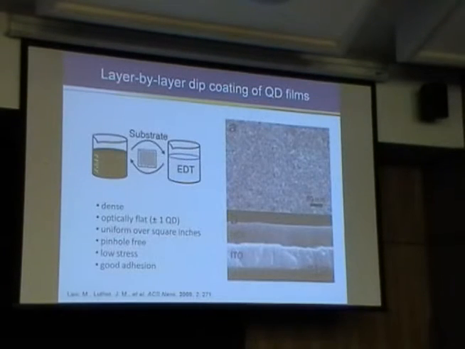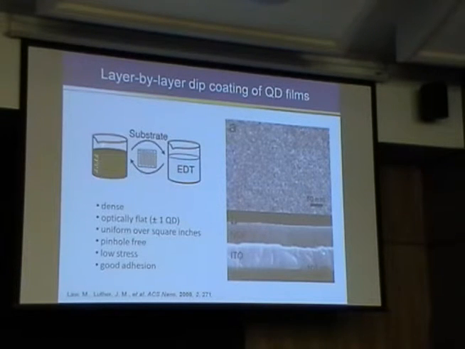Another approach, one that we use more often, is a layer-by-layer dip coating strategy. And this was shown by Matt Beard briefly during his talk. This gets around all the cracking problems. It has lots of advantages. Its main disadvantage is that it's slow. The idea is pretty simple.